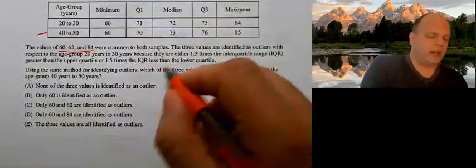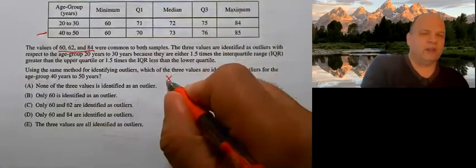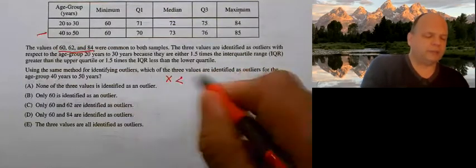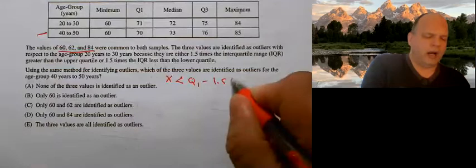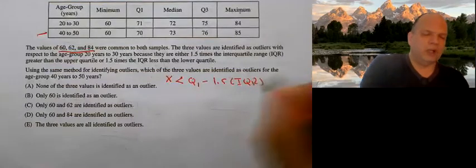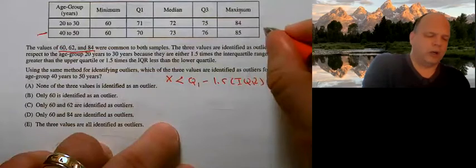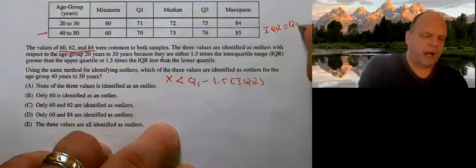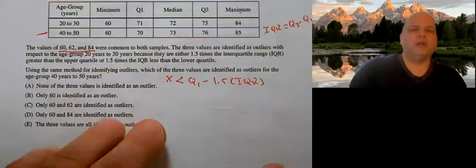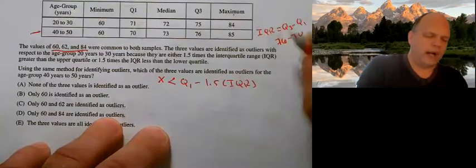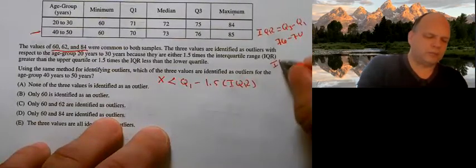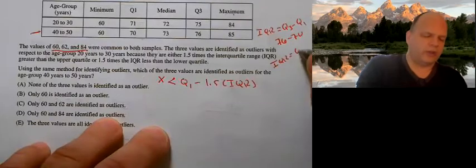So once again, our outlier formula for the lower end is X must be less than Q1 minus 1.5 IQR. Now, please remember, IQR is equal to Q3 minus Q1. And our Q3 is 76, and our Q1 is 70. So our IQR in this instance is 6.